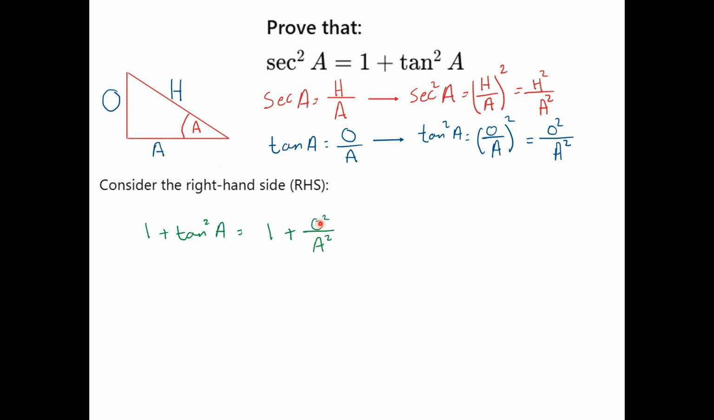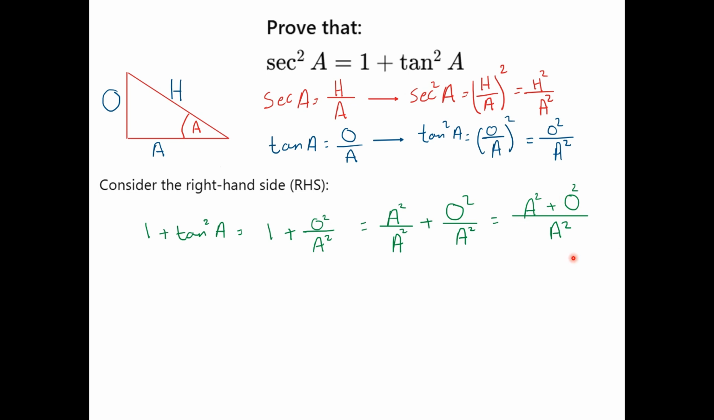But we can't add O² over A² plus 1 here. The denominator must be the same, isn't it? This is from the fractions rule. So 1 could be turned into A² divided by A², because A² divided by A² is 1, so nothing changed. Meanwhile, we make the denominators the same and then carry on, plus O² divided by A². And in addition of fractions, the denominator is always still the same. So we can rewrite this as A² plus O² divided by A².